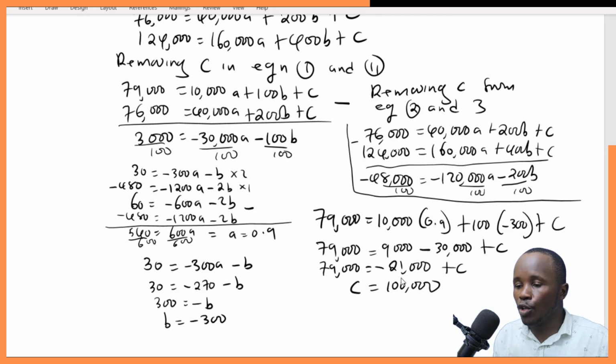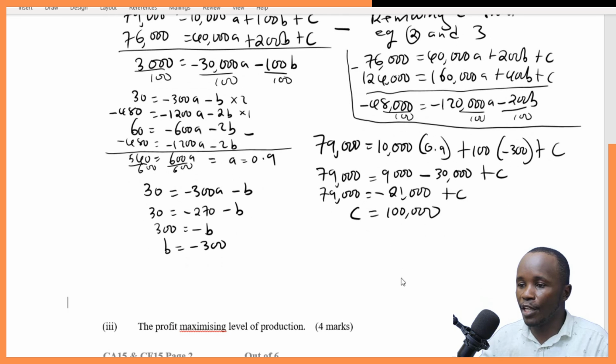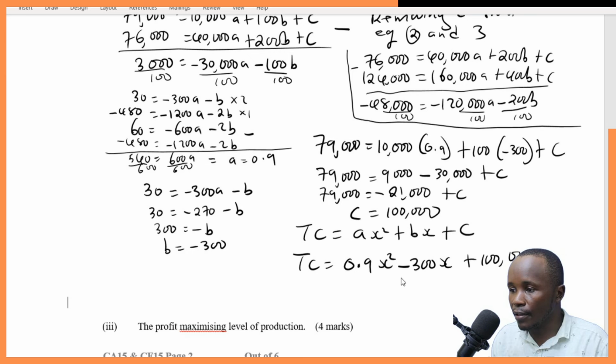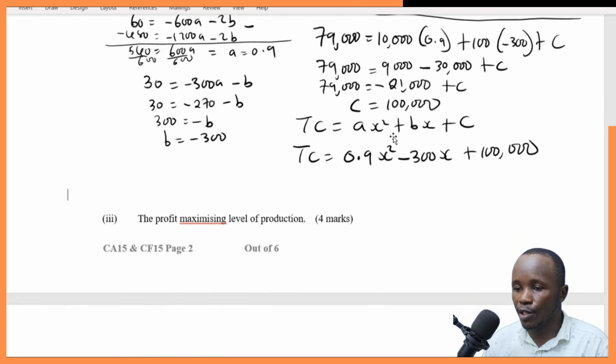Now we can get the total cost function. The total cost function was quadratic in nature, so it was ax squared plus bx plus c. It therefore means total cost, A is 0.9x squared, B is negative, so minus 300x plus 100,000. That's what you're supposed to do so that you are able to find the total cost function.